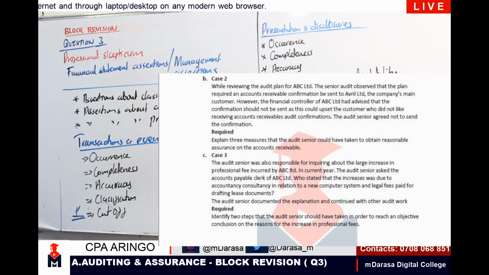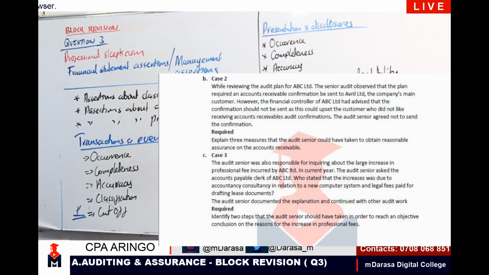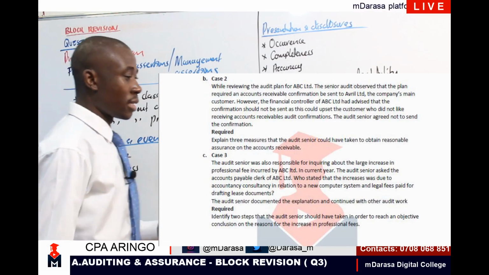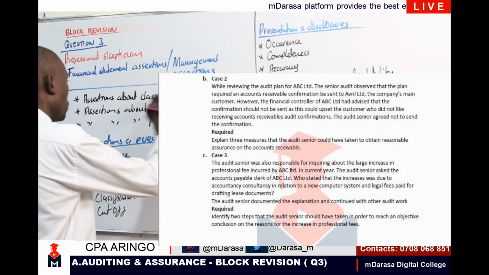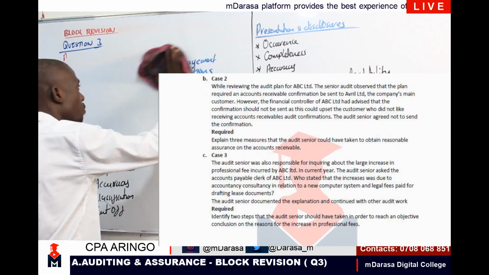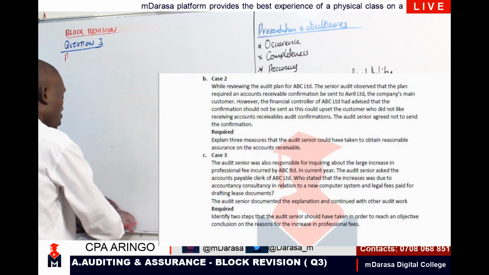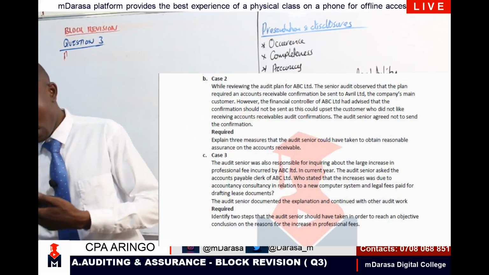Remember, my good students, part B is talking about reasonable assurance. And our main concern as auditors, knowing that audit is an assurance engagement, is that I need to enhance the degree of confidence of the users of the financial statements. So at any given point, I'll have to provide this aspect of reasonable assurance.